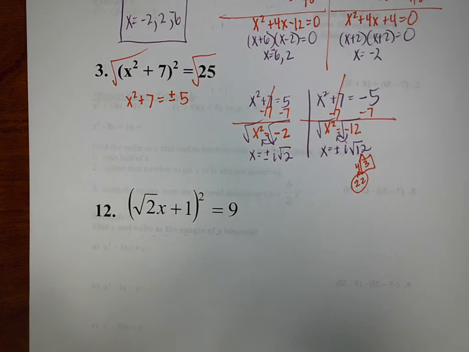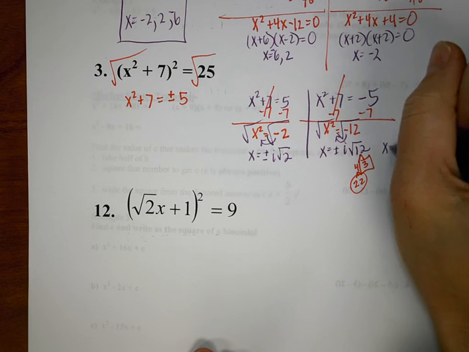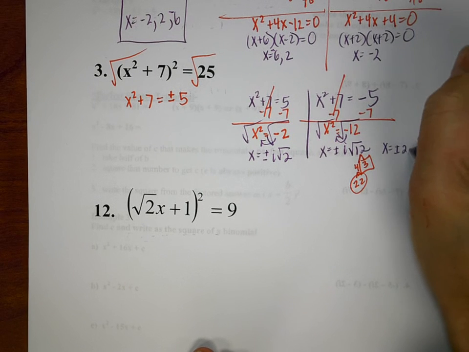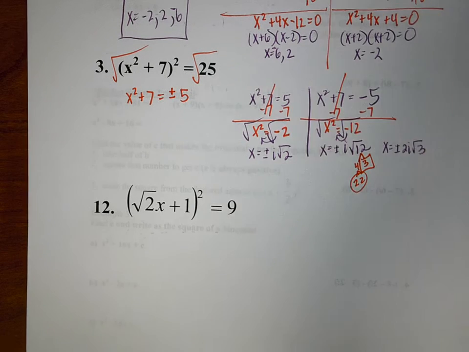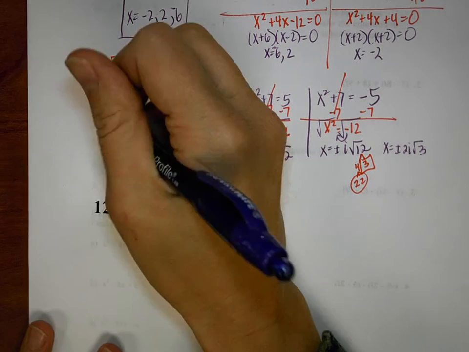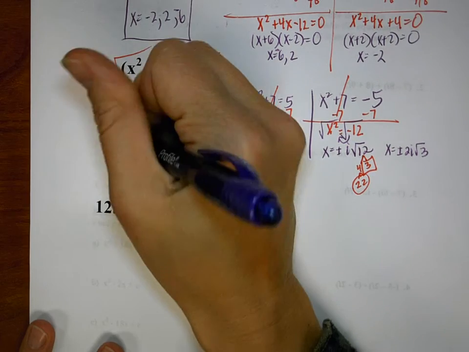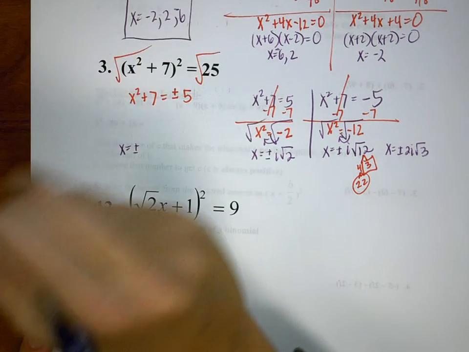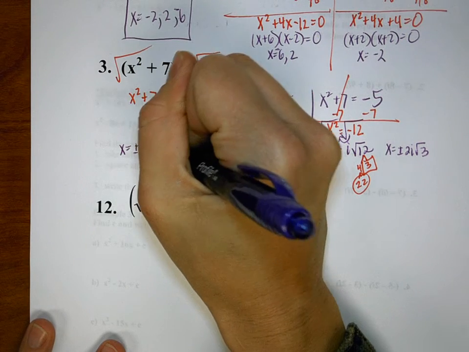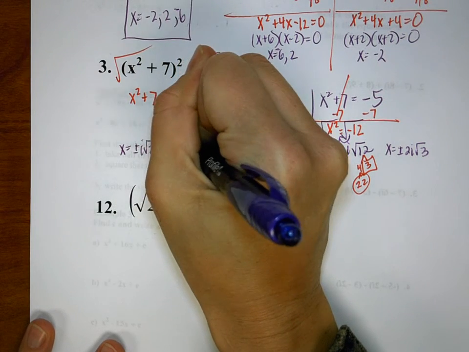So this answer is 2i root 3. So how many total answers do I have on this problem? Very good. So we can write that as x equals plus or minus i root 2 and plus or minus 2i root 3.